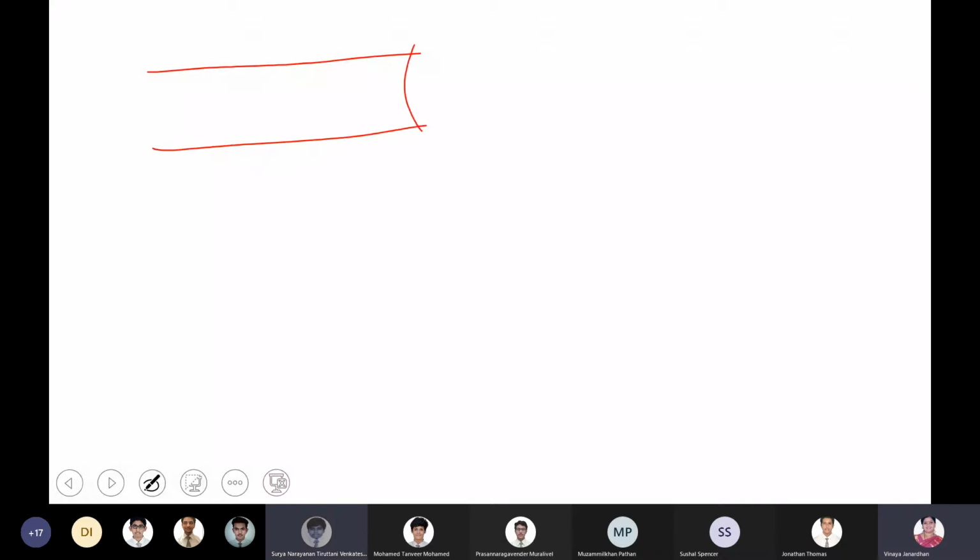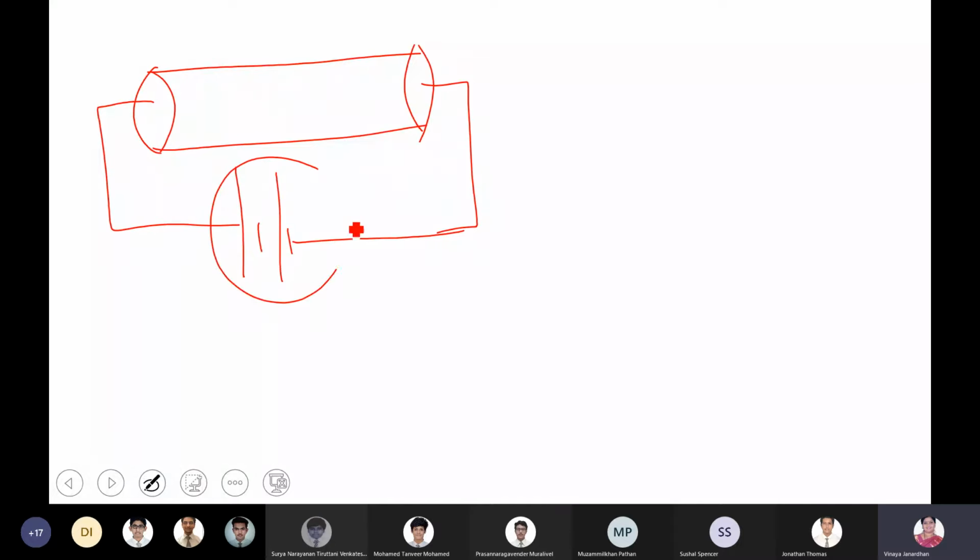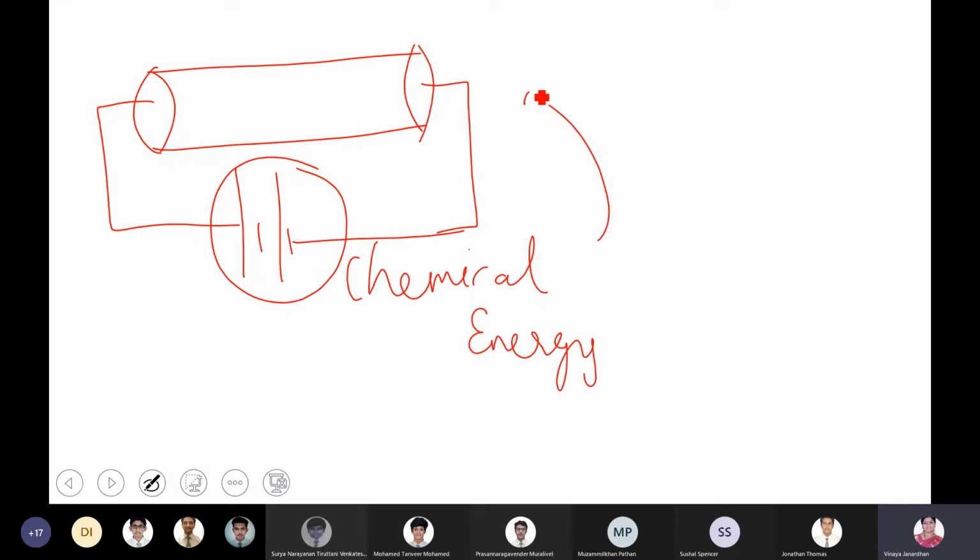I have a piece of conductor, right? I'm connecting it to a power supply. Now, electrons. What provides the energy? This is the chemical energy stored in the battery, right? The chemical energy stored in the battery will do work in pushing the electrons from one end to the other end.